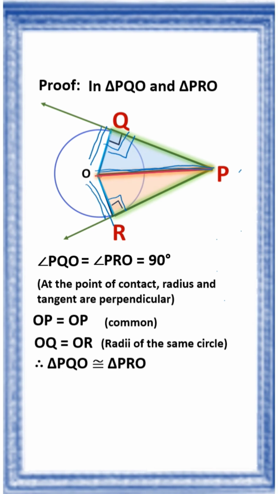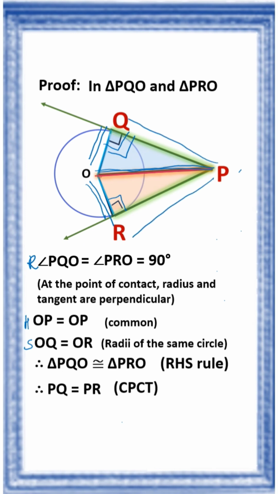Right angle, hypotenuse, side. Because of the RHS rule, they are congruent. So PQ is equal to PR, corresponding parts of congruent triangles, hence proved. So the tangents are equal.